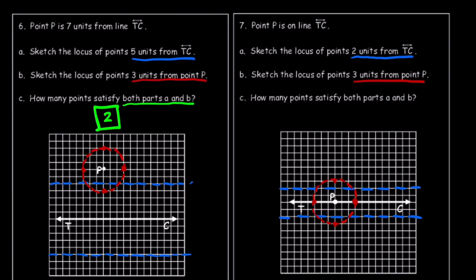And the last part, how many points satisfy both parts A and B? Well, you want to know where does the red circle intersect the blue lines. So let's count them up. 1, 2, 3, 4. Some students like to put X's on them. That's fine. You can do that. Just make sure you answer the question. 4 points of intersection.